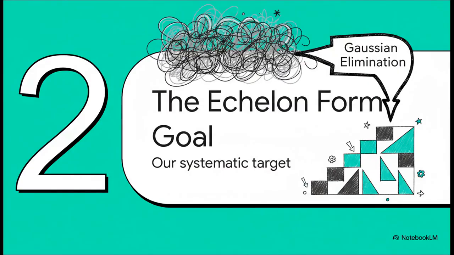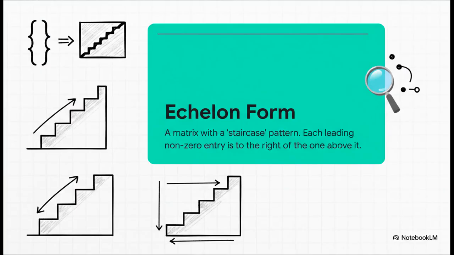Okay, Section 2, the echelon form goal. This is our systematic target. And you know what? There is a better way. It's an algorithm called Gaussian elimination, and its whole job is to take that messy system of equations and turn it into something clean and organized. And that clean, organized structure we're aiming for? It's called echelon form.